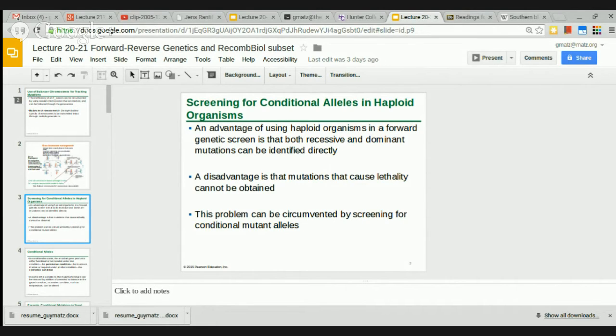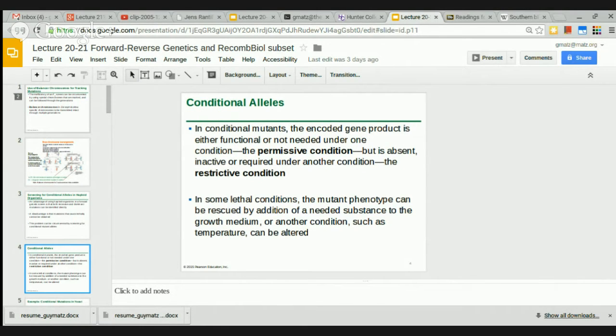So the other thing is temperature sensitive. Just as an example, when you're doing one of these conditional type screens, you have what is called a permissive condition. In the example I just gave you, you give them all of the nutrients they need. And then you have the restricted condition. Say you get rid of methionine, and suddenly they can't survive. That's the restricted condition.